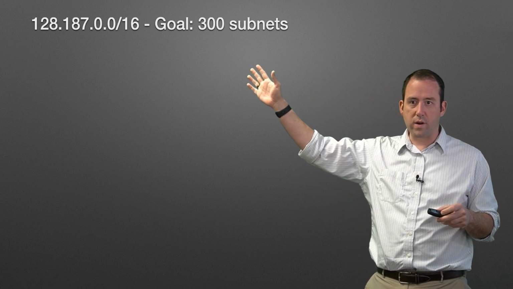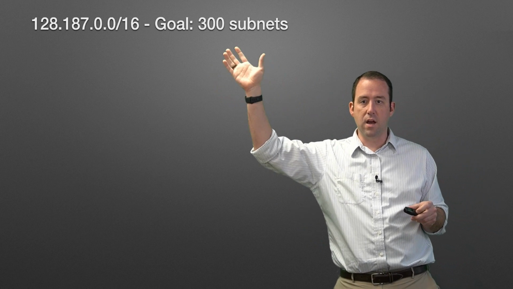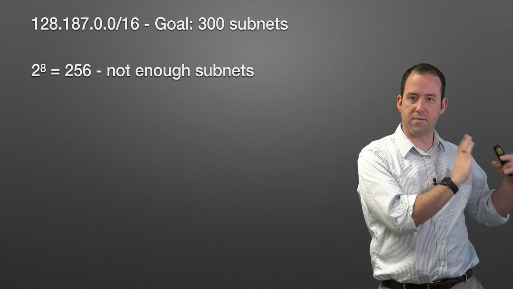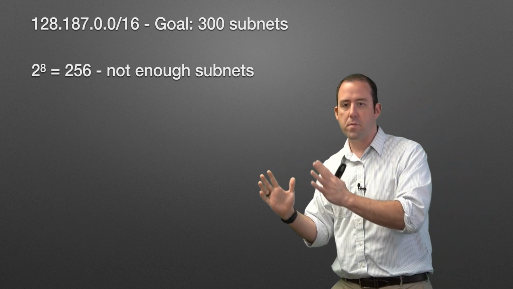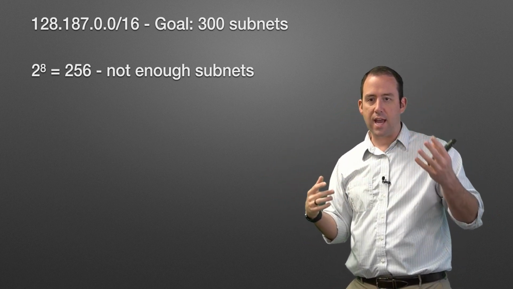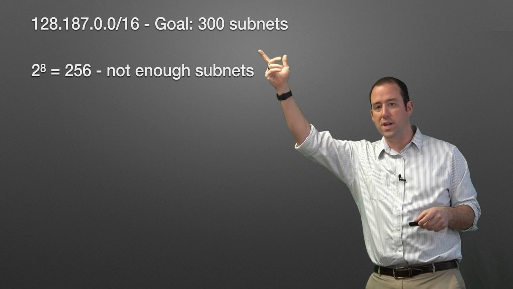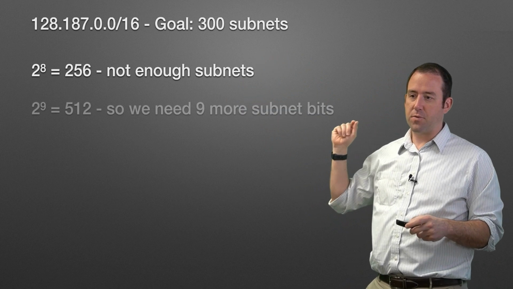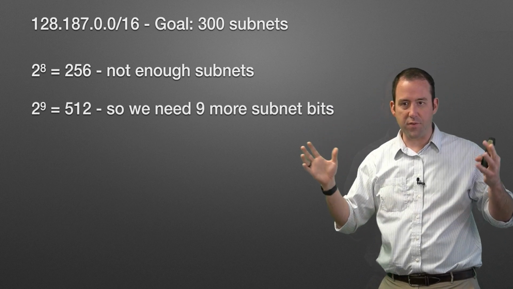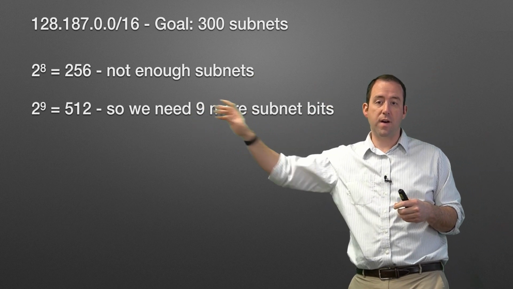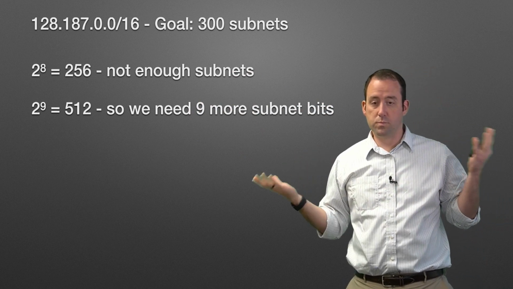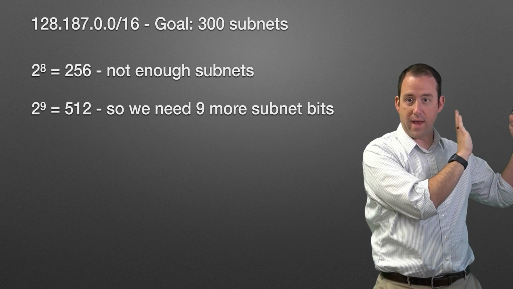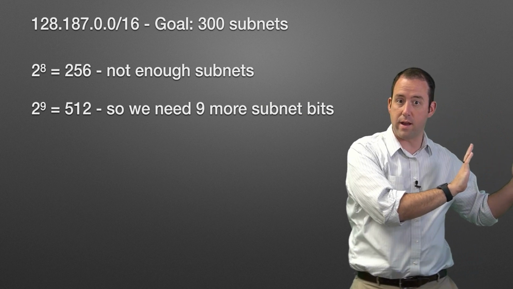So remember, 128.187.0.0/16, our goal is 300 subnets. So if we took 8 bits from the host side, from the 16 bits of hosts that we have, and moved them over into the subnet, that gives us 2 to the 8th, or 256 subnets. But we needed 300 of them. That's not enough. So we need one more bit. And if we add one more bit to our subnet, then we have 2 to the 9th, which is 512 subnets. So we need 9 subnet bits, which means we need to move 9 of the bits from that 16-bit host area over into the subnet area.